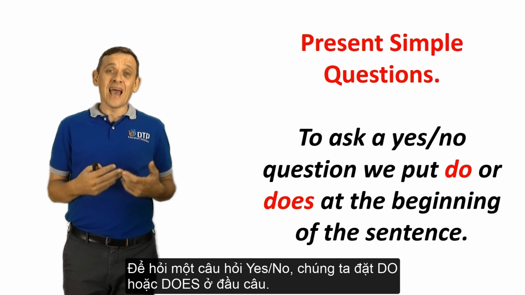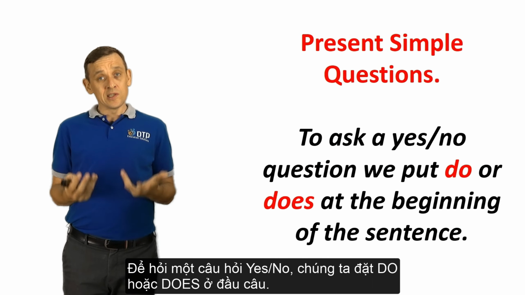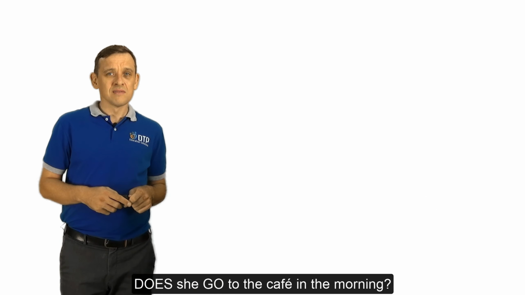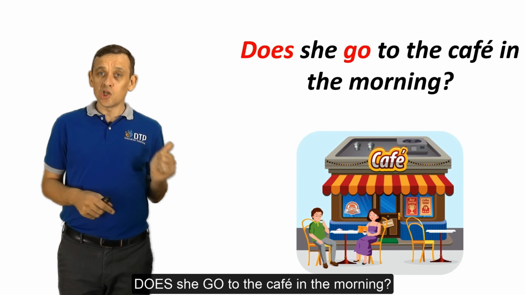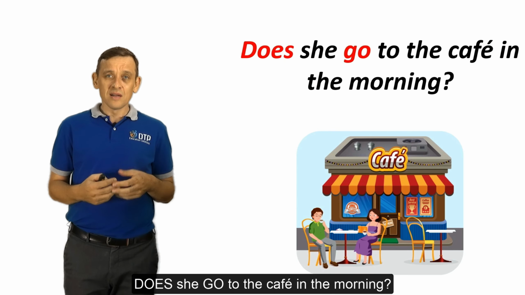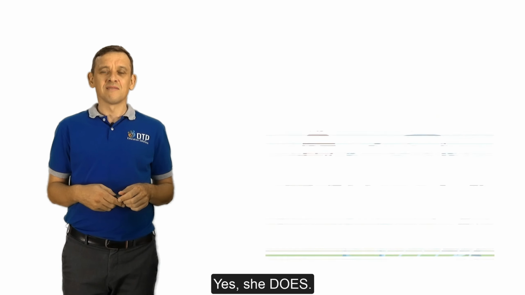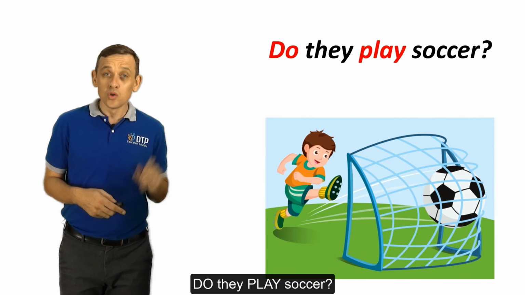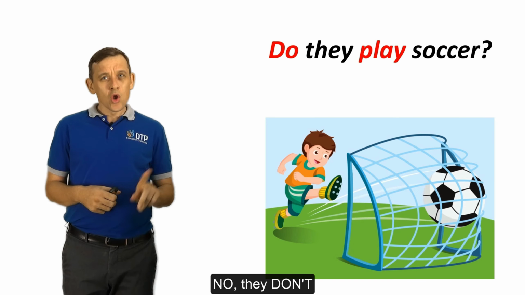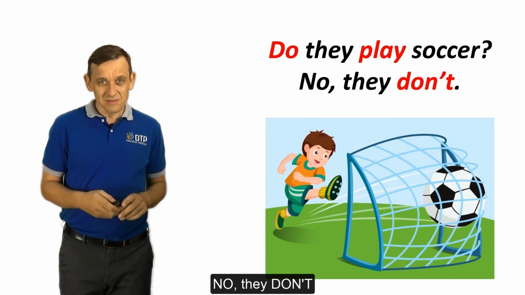To ask a yes/no question, we put do or does at the beginning of the sentence. Does she go to the cafe in the morning? Yes, she does. Do they play soccer? No, they don't.